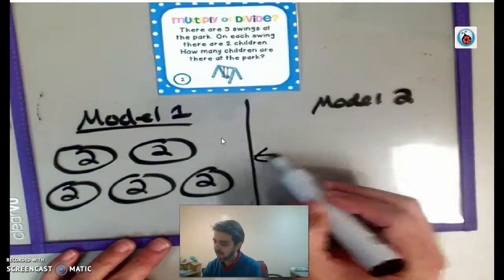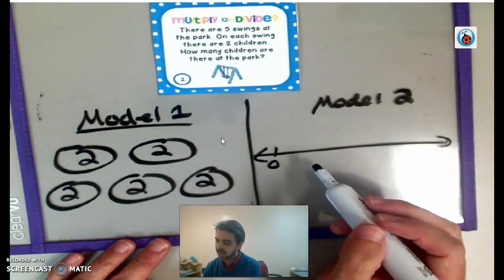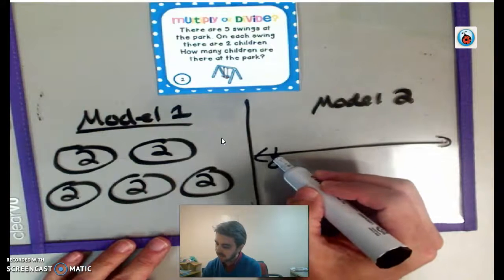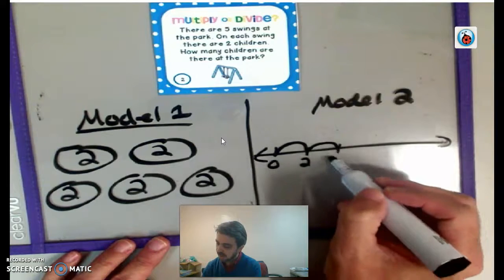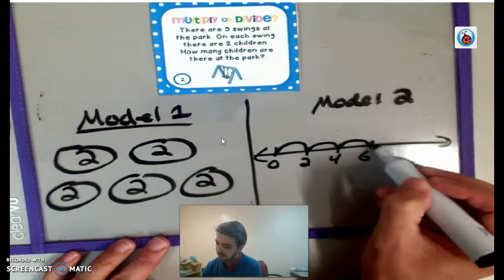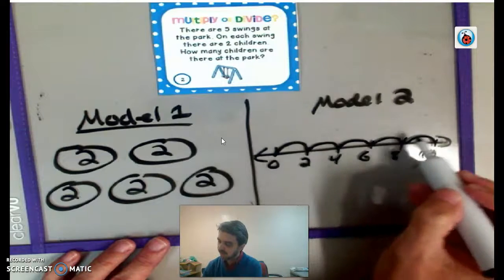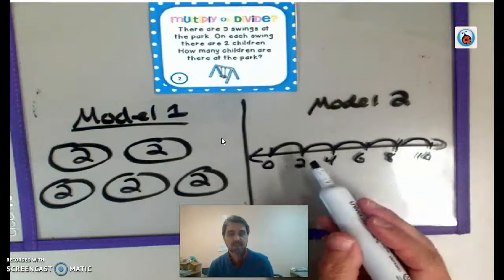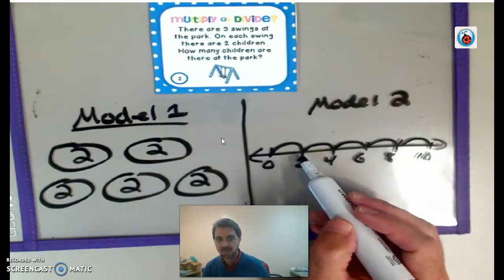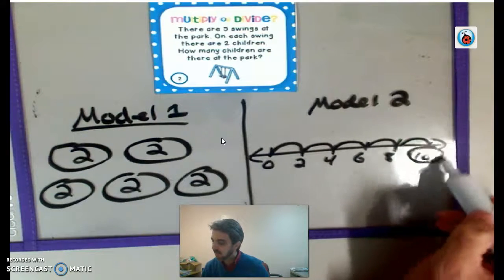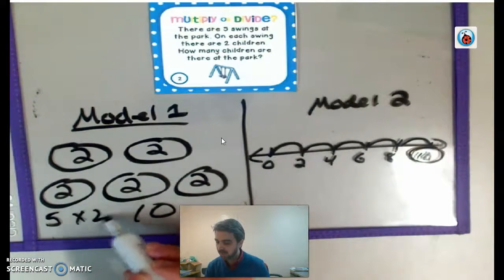Another way I could do it is a number line. So there's 5 swings at the park. Each swing there's 2 children. So there's 2 children on one. There's 2 more on another. There's 2 more on another. There's 2 more on another. And there's 2 more on another. So that's 1, 2, 3, 4, 5. Each jump represents a swing. And since there's 2 children on each swing, we have 10 children. So 2, 4, 6, 8, 10. We get 10 here. 5 groups of 2 equals 10.